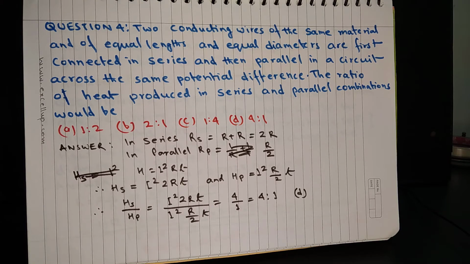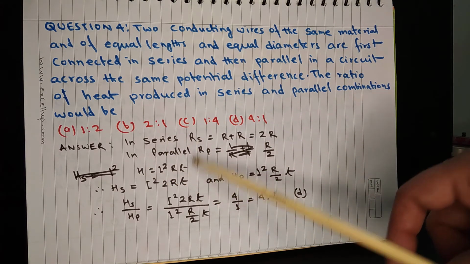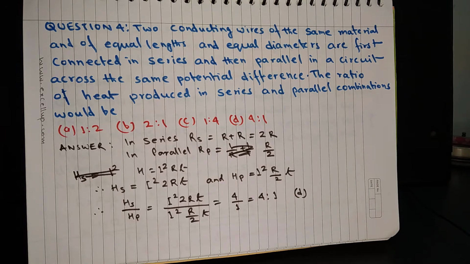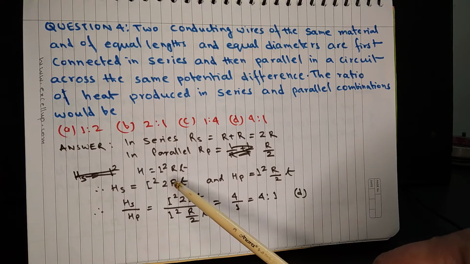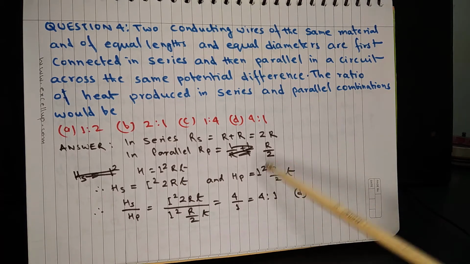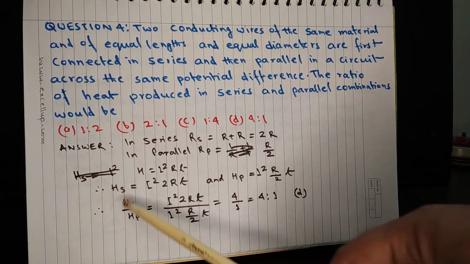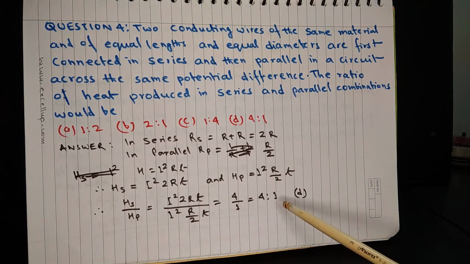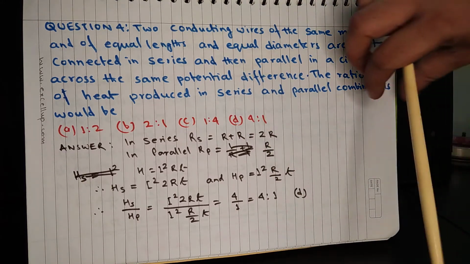Now we know that H is equal to I square R T, where T is time. So for series combination, Hs is equal to I square 2R T and Hp is equal to I square R upon 2 T. So the ratio of these two, Hs and Hp, will be 4:1. So D is the correct answer.